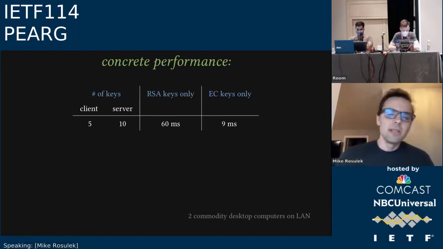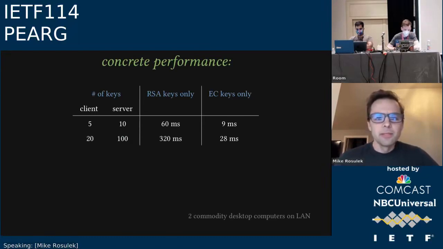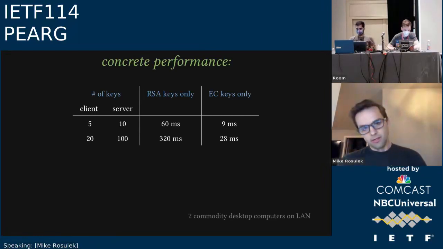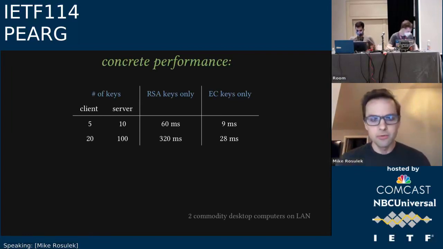Even with RSA keys, 60 milliseconds, and with elliptic curve keys, it's like instantaneous, 9 milliseconds. I mean, 9 milliseconds is not instantaneous, but for authenticating a connection, that's pretty good. A more extreme example would be the server has 100 keys and the client has 20 keys. That's like a GitHub power user connecting to a really popular GitHub repository with 100 maintainers. Even that is still, I believe, within the realm of reasonableness for authenticating a connection, even with RSA keys.